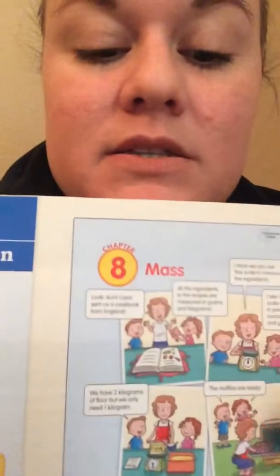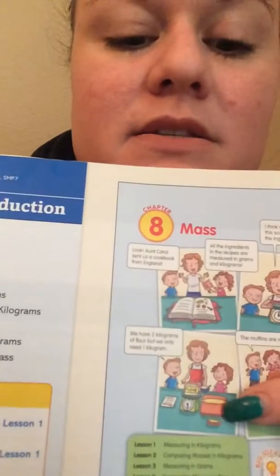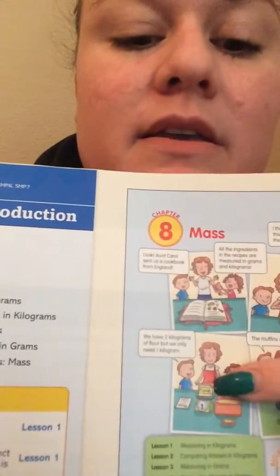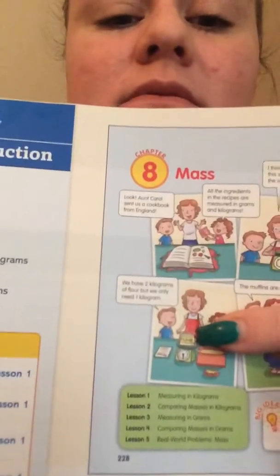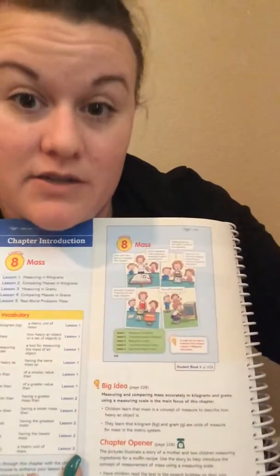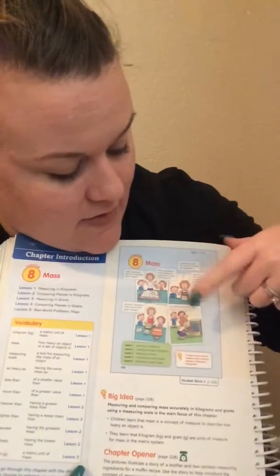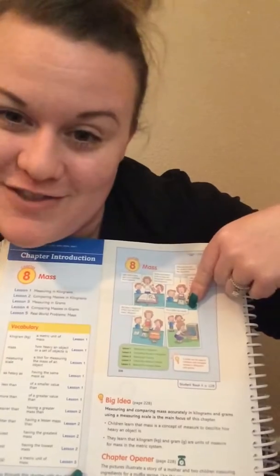I know it's so hard to see this way, guys. I'm sorry. But there's the scale, and the kilogram is on there. And they only need one of them. So they have to do what we've done in our other lessons, and take away until they get to the right measurement. And then finally it says that they finish the muffins. So just a cute little story intro of how we would use kilograms and grams for daily life, and baking is a very common one.